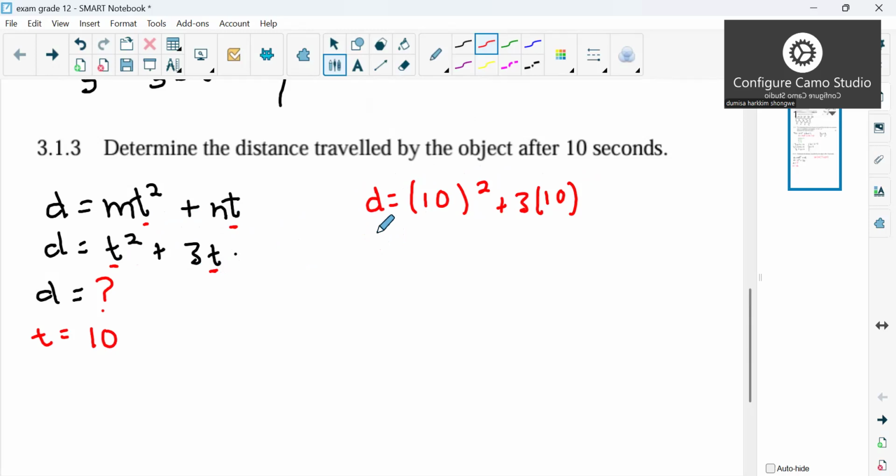Remember, we know what squared means. You multiply a number by itself, repeating the number 2 times. So it means 10 times 10. What is 10 times 10? 100. So it's 100.